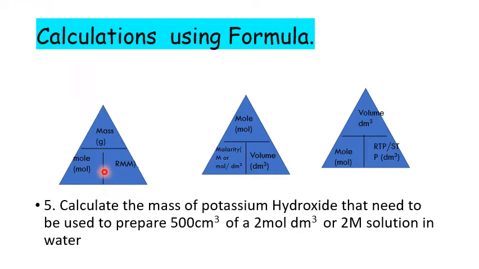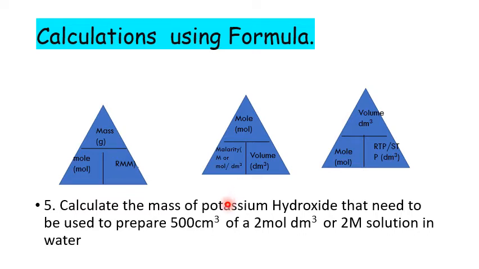So now we are asked to calculate the mass of potassium hydroxide that needs to be used to prepare 500 centimeter cube of a 2 mole per dm cube, or 2 M, solution in water. Now, they want me to find the mass, but they're giving me volume and molarity. Hmm, so can I use this triangle? This triangle has mass, but it has moles and RMM. This triangle has molarity and volume, but it doesn't have mass. This one has volume, mole, and RTP, STP. So how do I know which triangle to use?